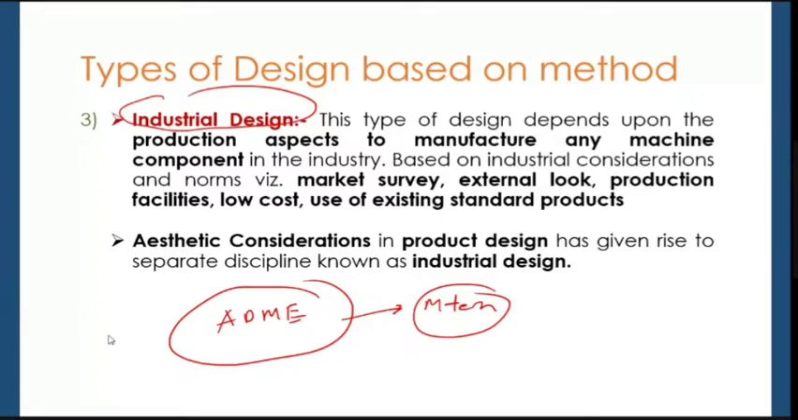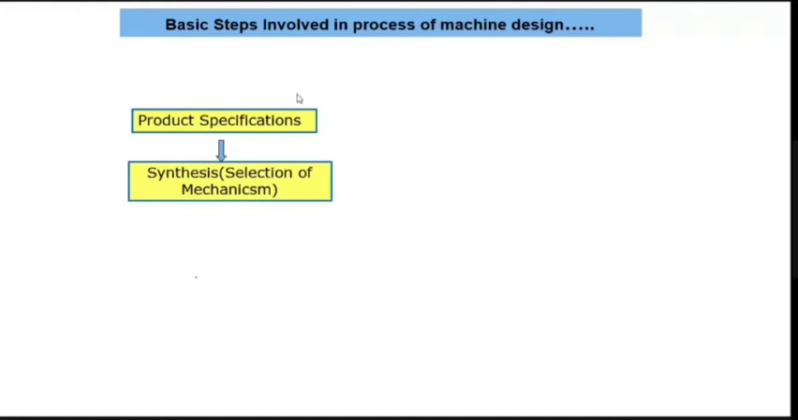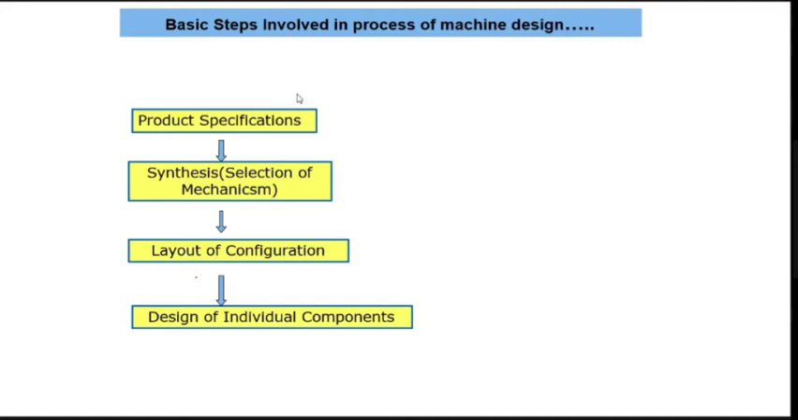So in today's lecture, we will understand what the basic steps involved in the process of machine design are. This is the first important part before we go to the design. What are the steps involved in the process of machine design? The first step is product specification. Now, what is product specification? Then the second step is synthesis. What is synthesis? It is nothing but a selection of mechanism. Then layout of configuration. Then the next step is design of individual component. I will explain this one by one in the next slides.